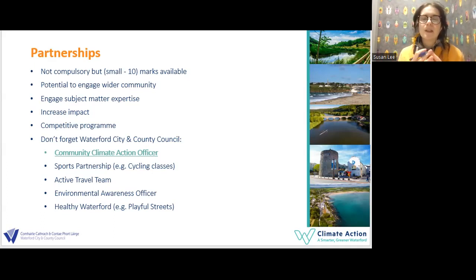Partnerships don't necessarily have to be about just the number of different groups. It's not that, but it's more just the kind of meaningful connection in your area, or maybe increasing the impact of your project or getting expert knowledge. And on your application form, just always make it clear who's doing what and why you're involving people.